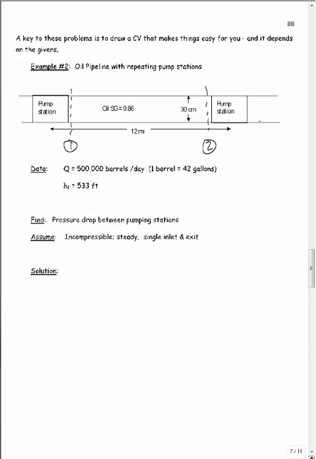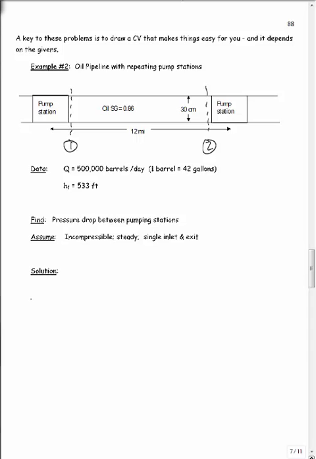Okay, so here we're given Q. Again, watch your units. A barrel happens to be 42 gallons. You still got to go convert gallons to feet cubed. HF is 533 feet. What you want to do is find the pressure drop between the pumping stations. Write your assumptions: incompressible, steady, single inlet and exit.